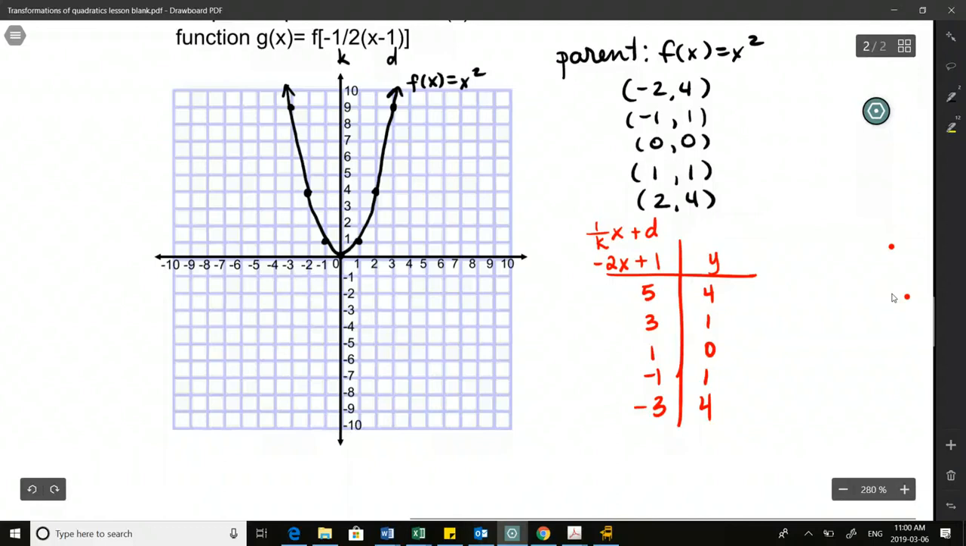Okay, so we'll graph these points here, 5, 4, 3, 1. Remember, this should be symmetrical when we're finished. 1, 0, that's on the x-axis. -1, 1, and -3, 4. Okay, that looks symmetrical to me. That's pretty good. Very nice.